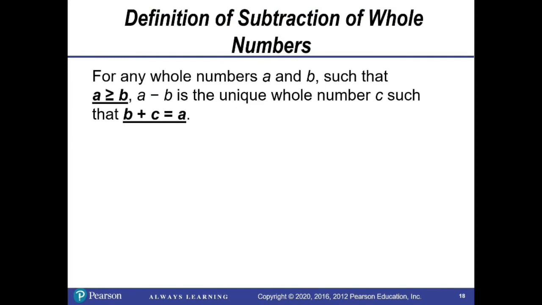Now we've already talked a little bit about this definition of subtraction when we talked about that missing addend model. A minus B is a unique whole number C, such that B plus C equals A. Now notice that the first number is going to be bigger for our whole numbers.